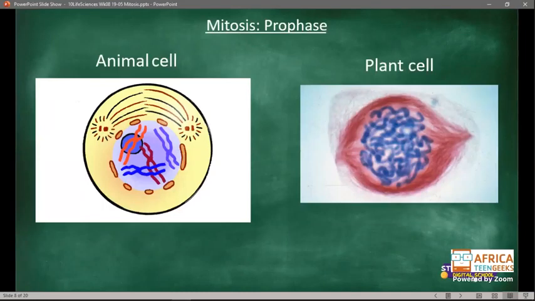So in prophase, in animal cells, centrioles move towards the poles, and spindle fibers then form. And for plant cells, because they do not have centrioles, spindle fibers just form from the cytoplasm.